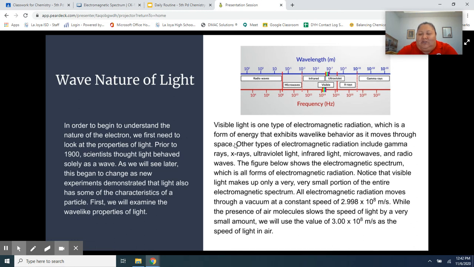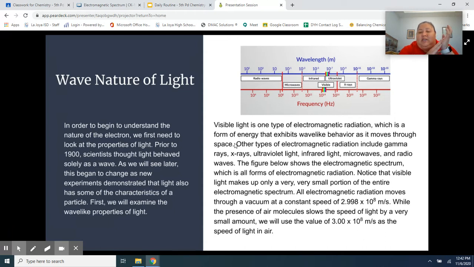Other types of electromagnetic radiation are the dangerous gamma rays, the less dangerous X-rays, and then you get into ultraviolet, visible light, infrared, microwaves, and radio waves. The figure on top shows the electromagnetic spectrum, which is all forms of electromagnetic radiation. Make sure that you notice that visible light only makes up a very small portion of that entire electromagnetic spectrum.